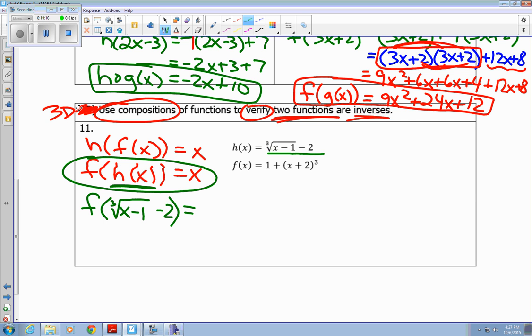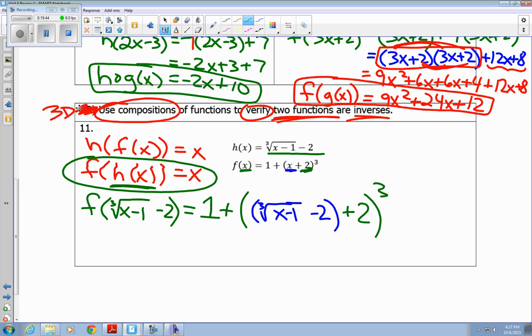So we have 1 plus, in parentheses, now where the x is, I'm going to put the cube root x minus 1, subtract 2, and then plus 2 from here, cubed. Now you need to simplify these in the correct order. I don't actually need the parentheses around what I substituted in. The only reason why you need parentheses is if you're multiplying or to a power.